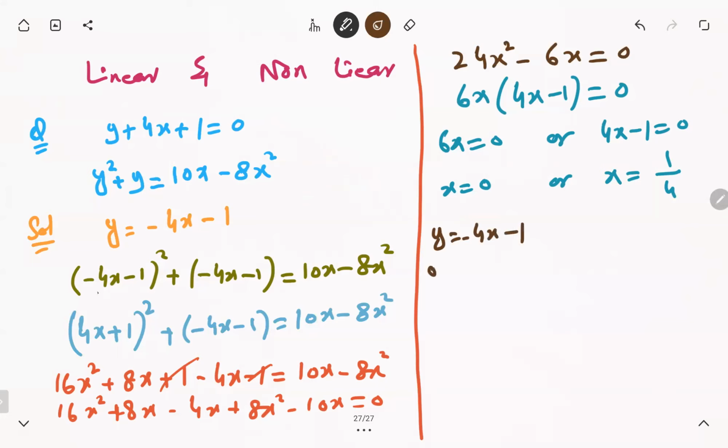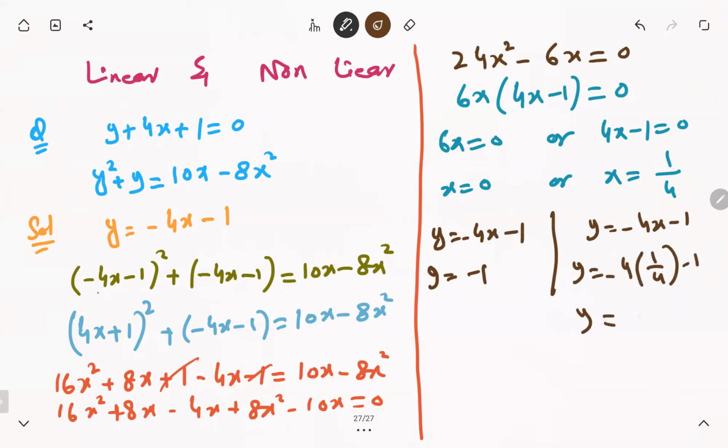So if x is 0, y is minus 1. And here y is equal to minus 4x minus 1. So if you use 1 by 4, you are getting y is equal to minus 2. So when x is 0, y is minus 1. When x is 1 by 4, your y is minus 2.